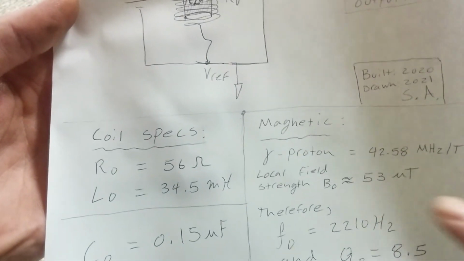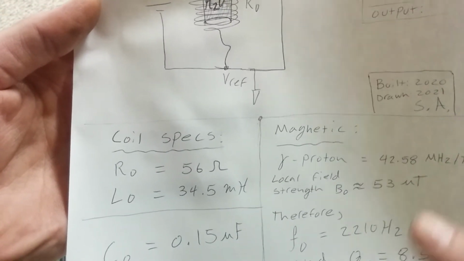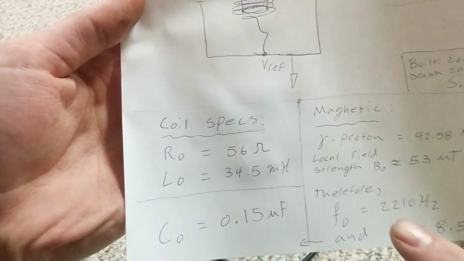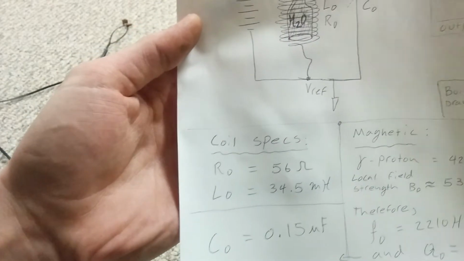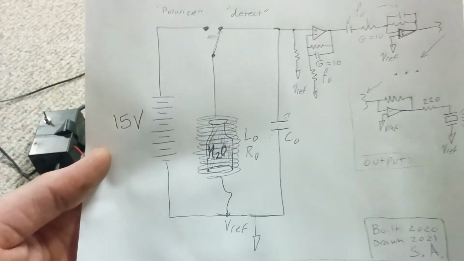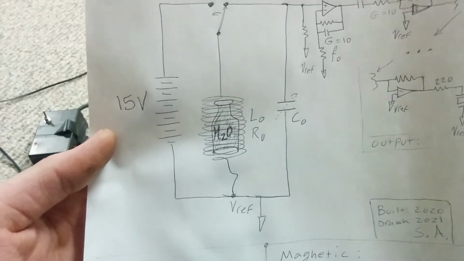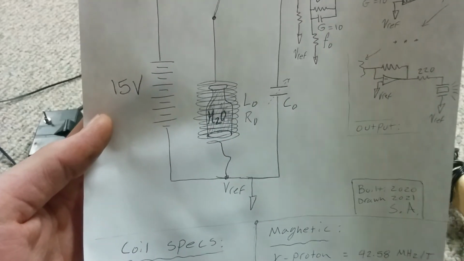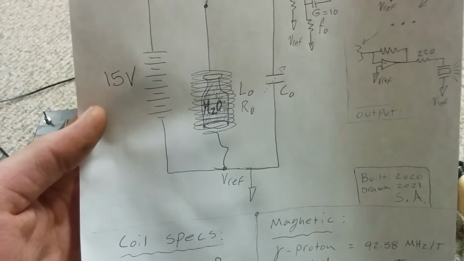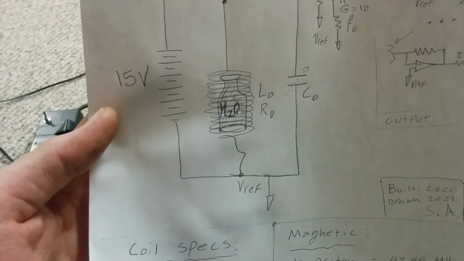Where I am, it's about 53 microtesla. I found out that number more exactly when I embarked on this, but this gives me about 2210 hertz where I am. And yeah, the Q is 8.5. Now, a point I want to make is that if you have a Q of 8.5, the tuned response to a transient is not a perceptible tone. It's well below where a human's going to perceive a ring.